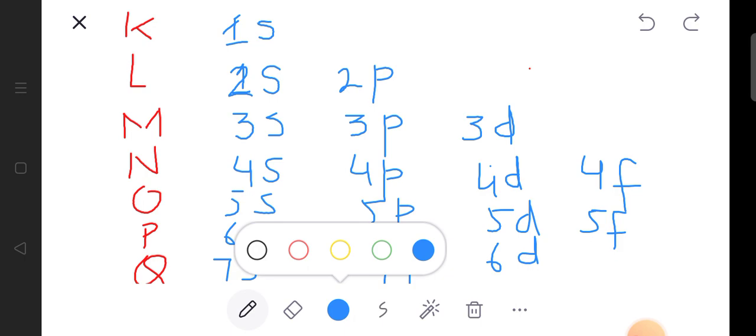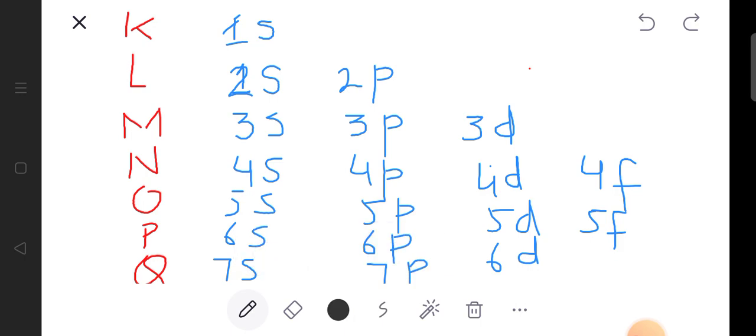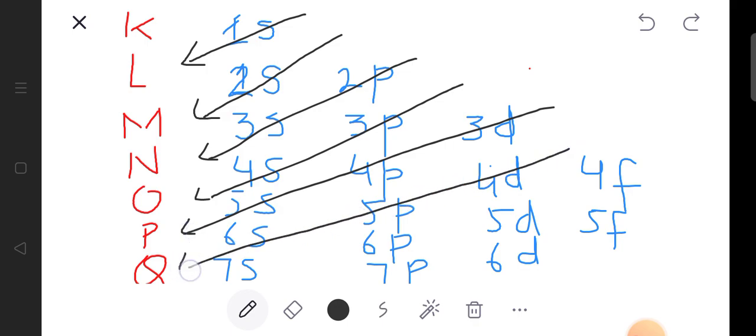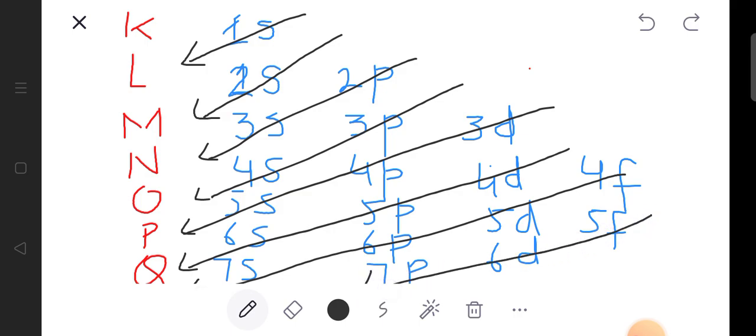Now draw arrows diagonally to cut these subshells, downward diagonals, this way. Okay, in this way we draw diagonal arrows on the subshells.